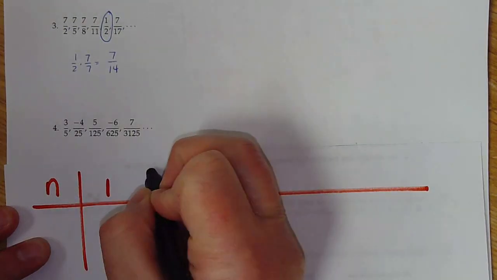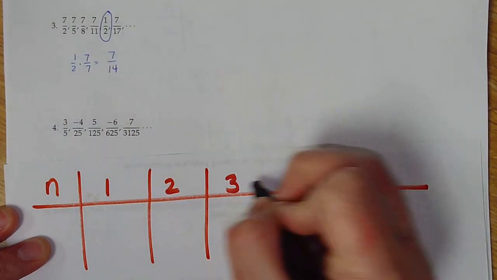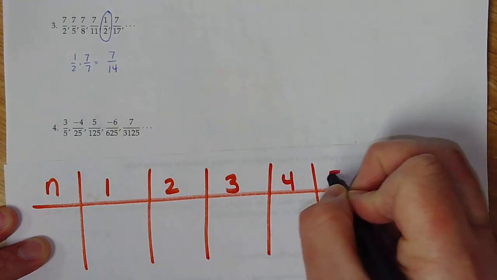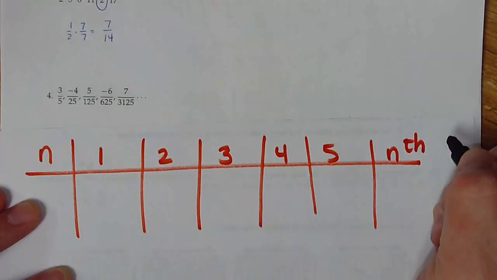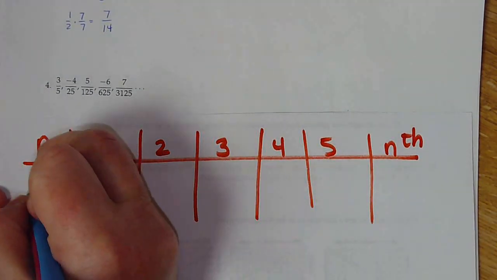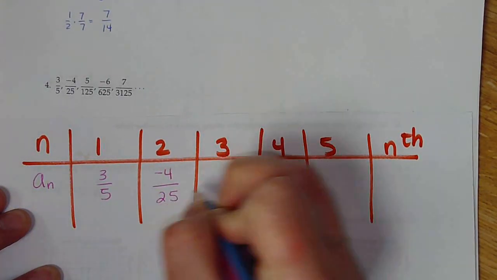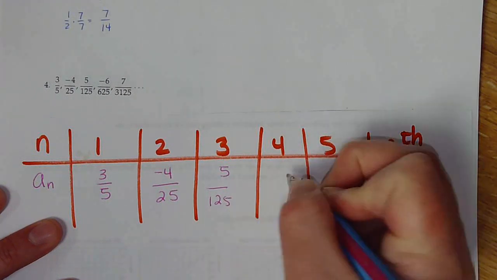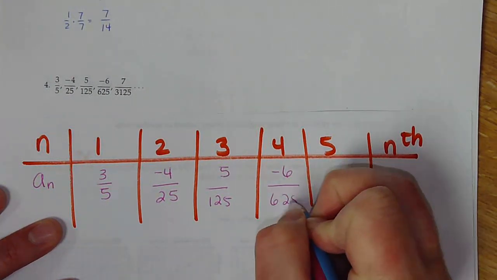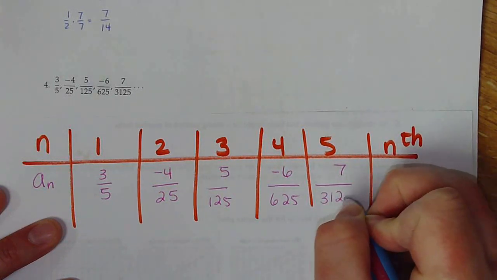Let's take a look at the last two examples. So I have 3 over 5, negative 4 over 25, 5 over 125, and so on. So once again, I'm going to start by making my table with my natural numbers. So 1, 2, 3, 4, 5, and a spot for the nth term. Okay, and then my terms: I have 3 over 5, negative 4 over 25, 5 over 125, negative 6 over 625, and 7 over 3125.